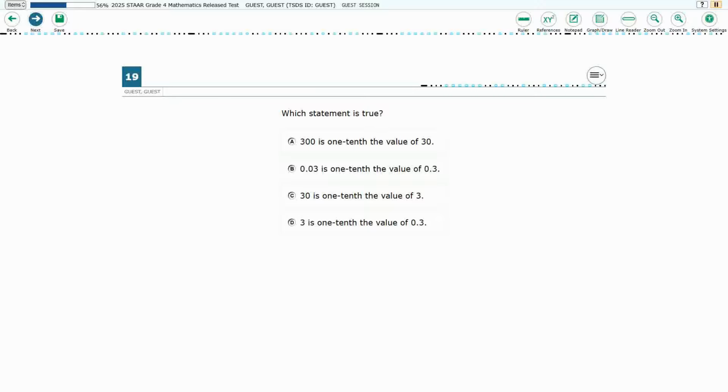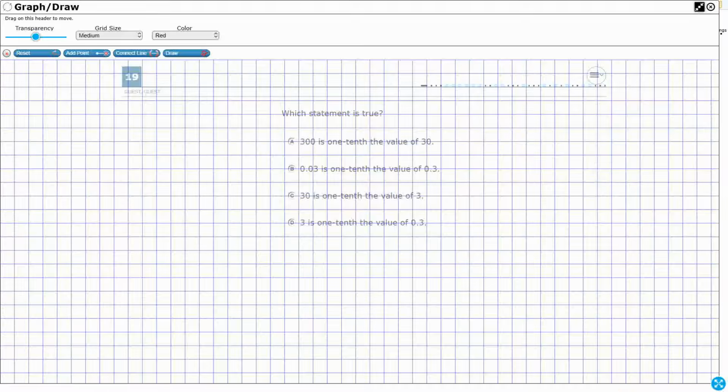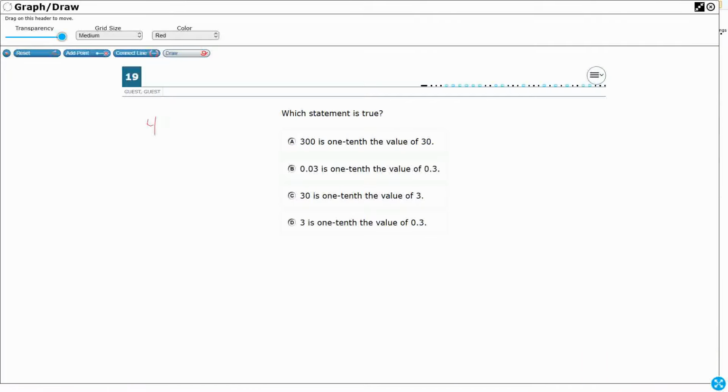For number 19, we are looking at the base 10 number system. This is 4.2a, and we have to find a true statement. So we're dealing with tenths and hundredths, all kinds. Okay, so let's do this.